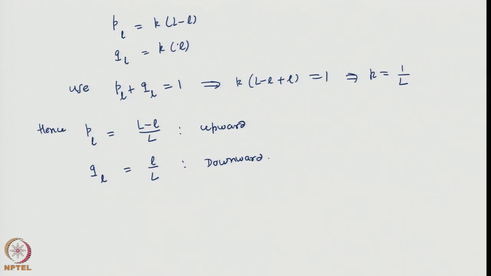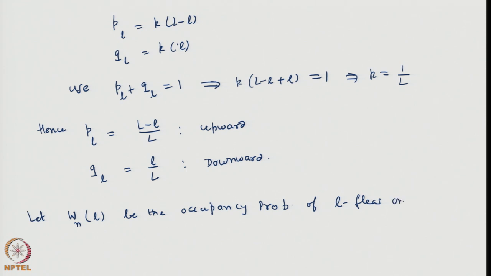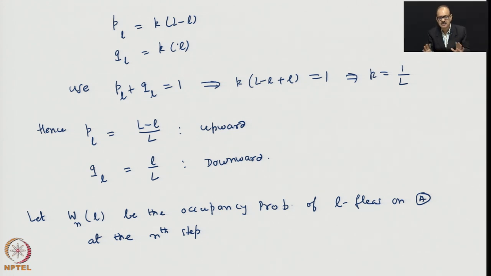With this, analogous to the random walk problem, we can set up the random walk equation for the occupancy probabilities. So let W_n(L) be the occupancy probability of L fleas on A at the nth step. The whole process is being executed in steps. Nothing happens in between steps.